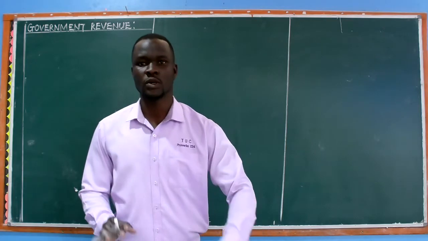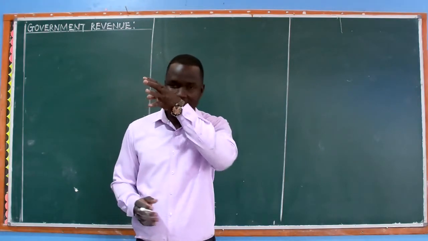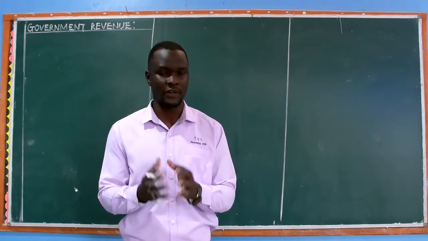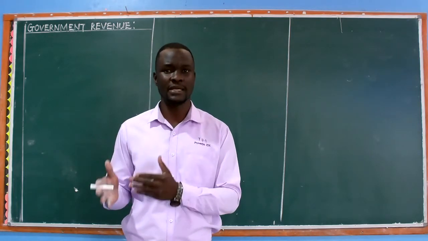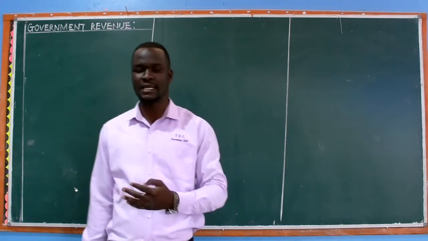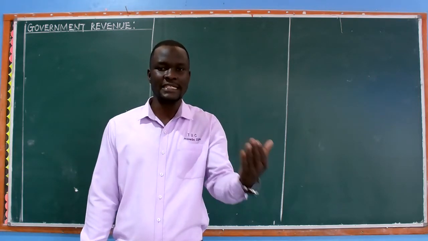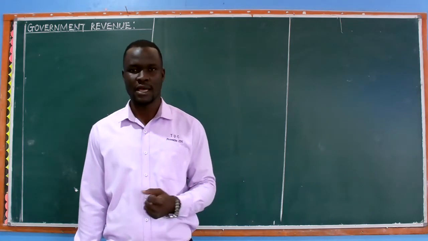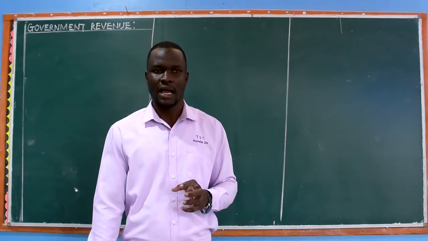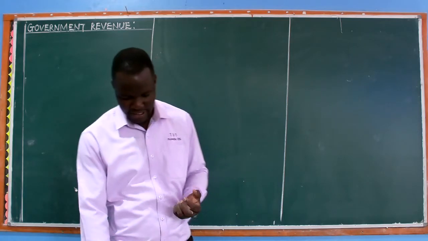Today, we are going to look at what we call government revenue. Government revenue simply refers to the money for the government, the money that the government is to use. Remember, when we were looking at the duties of the government previously, we said the government has the responsibility to provide its citizens with social services. However, where does the government get that money from? That money is what we are looking at as government revenue.